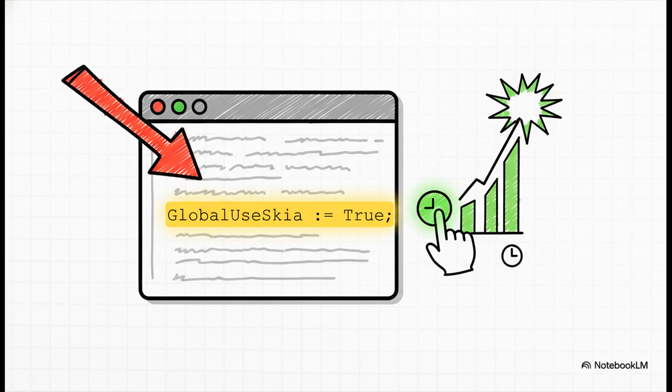You open up your main project file, the DPR file. At the top, you add fmx.skia to your uses clause. Then, right before application.initialize, you type this one magical line of code. Global use Skia equals true. That's it. I'm serious, you're done. For that one line, you get a modernized render pipeline, better looking graphics, and more consistent, stable frame times. It is an absolute no-brainer. It's the first thing you should do after watching this.